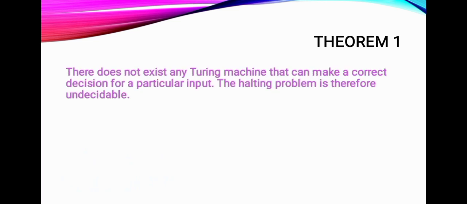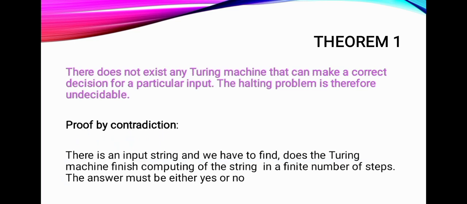There are two theorems. The first one is: there does not exist any Turing machine that can make a correct decision for a particular input. The halting problem is therefore undecidable. It can be proved by contradiction.